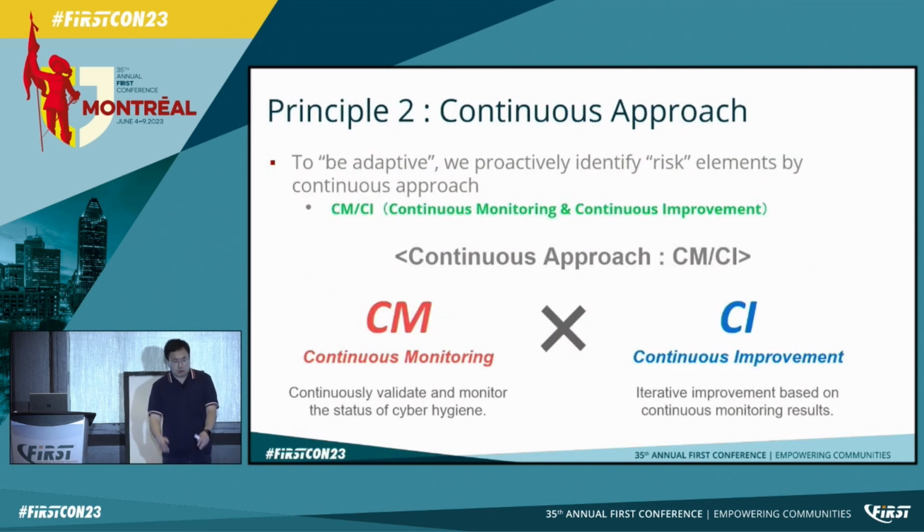And second, the importance of the continuous approach. As I mentioned, we try to be adaptive. We'd like to make sure of the current status. In order to understand the current status of cybersecurity postures, we include a concept called CM and CI, continuous monitoring and continuous improvement. We continuously check the cyber hygiene status using tools, and we improve on it. This is the second principle we have.